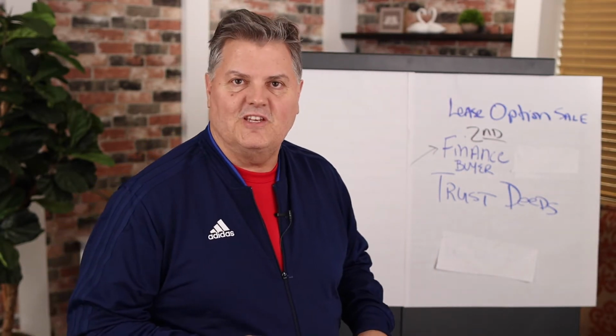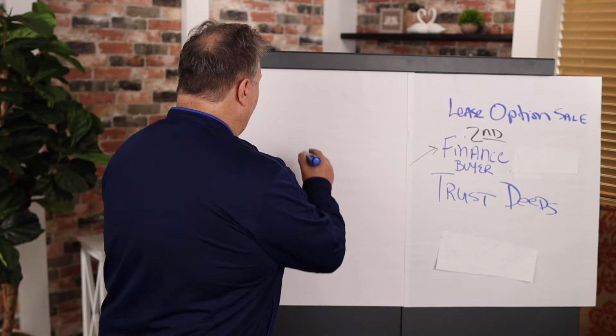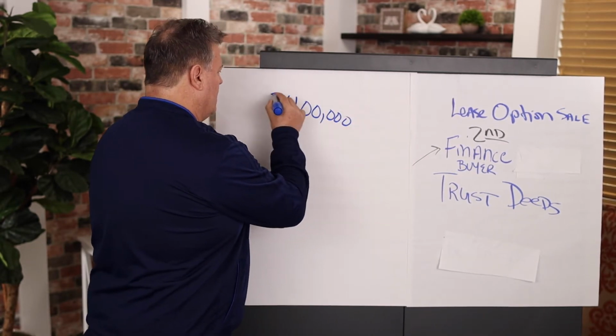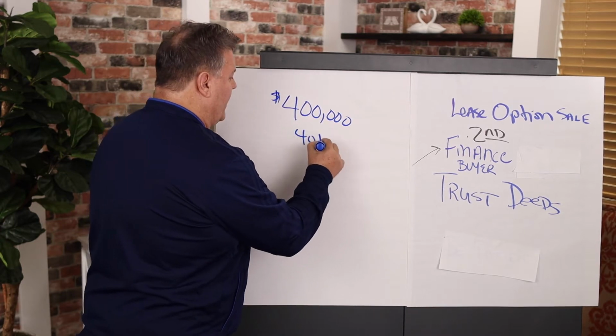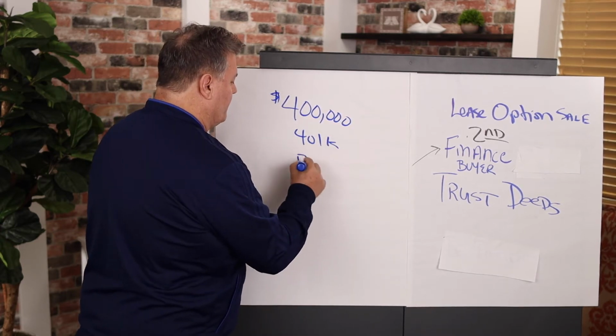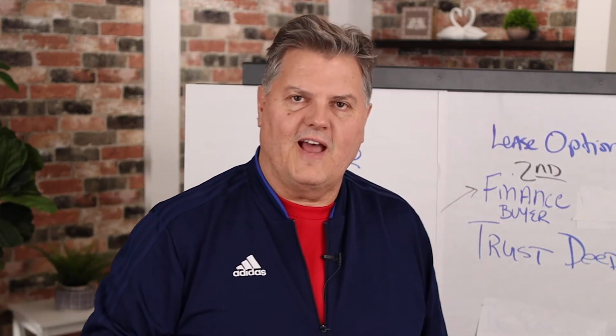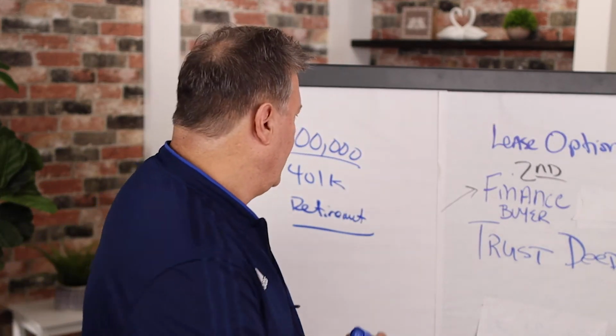Let's say I'm 72 years old and I have $400,000 in my 401k or in my retirement. And I only have 400,000, okay? 400,000 is all I got. And I'm 72.